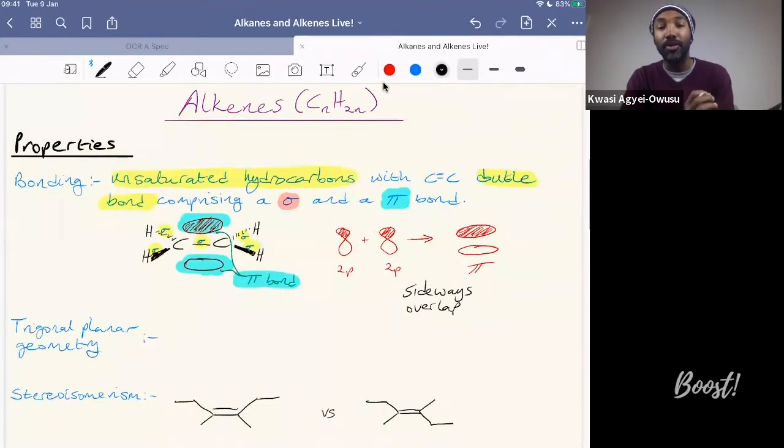Now, a crucial difference between the sigma and the pi bonds is the bond strength. The pi bond is a lot weaker than the sigma bond, and that's because you don't get as good an overlap when you overlap the two p orbitals sideways. So something to note: pi bonds are weaker than sigma bonds.